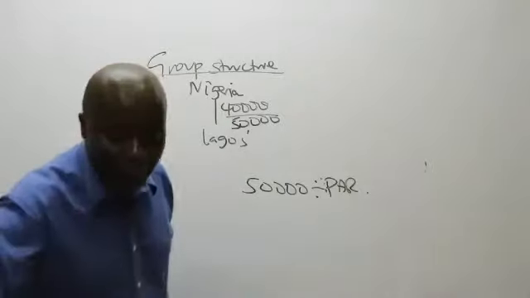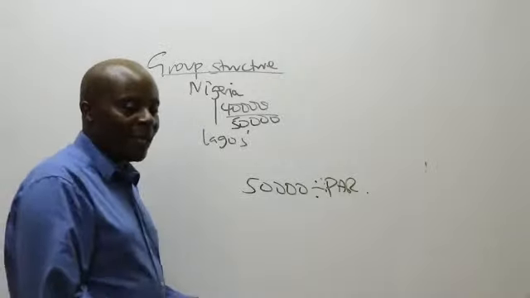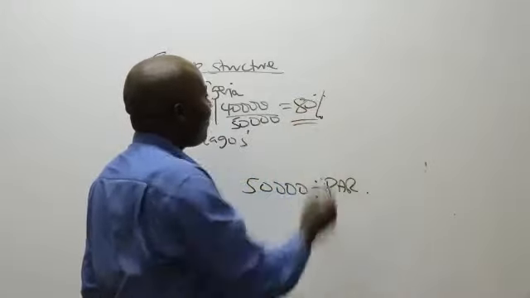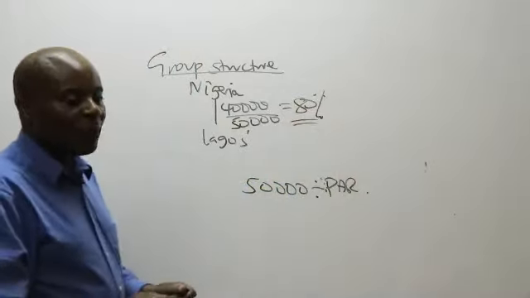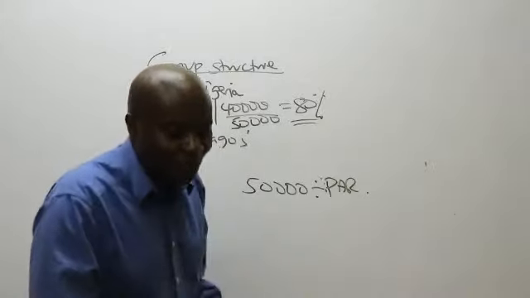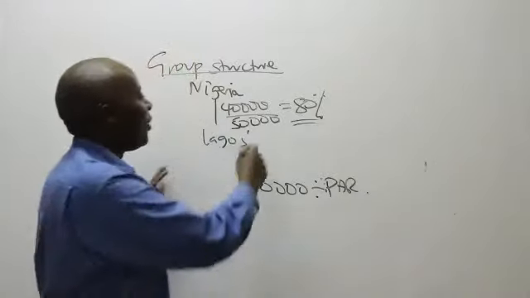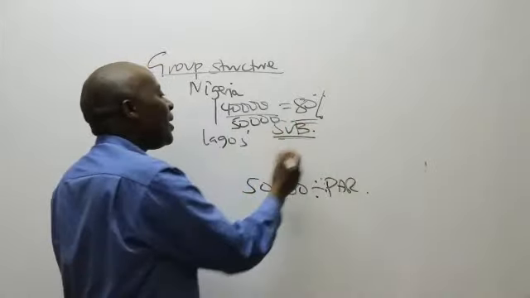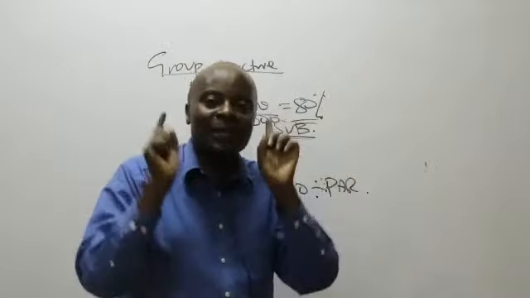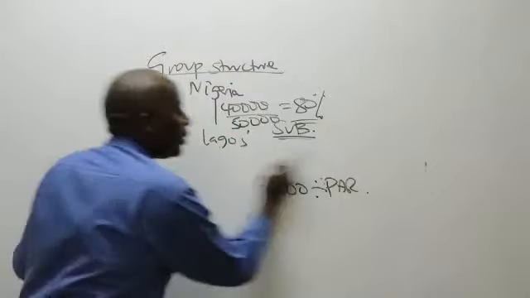So what is 40,000 divided by 50,000 times 100%? It comes to 80%. So with 80% shareholding, automatically, ladies and gentlemen, Lagos becomes who to Nigeria? 80% is quite high. It becomes a subsidiary. And if it becomes a subsidiary, then the first thing I will do is look at the balance sheet of the subsidiary. That is the next step.